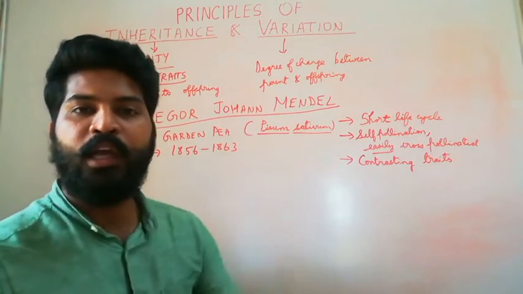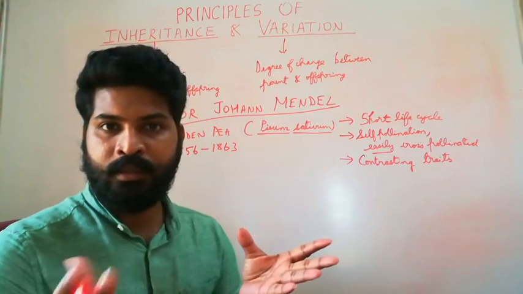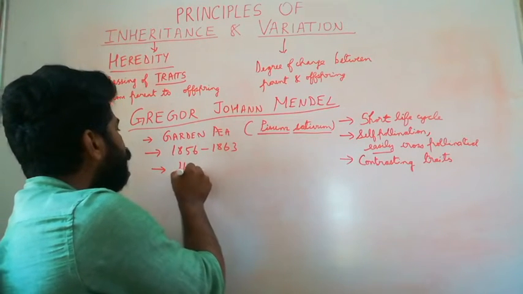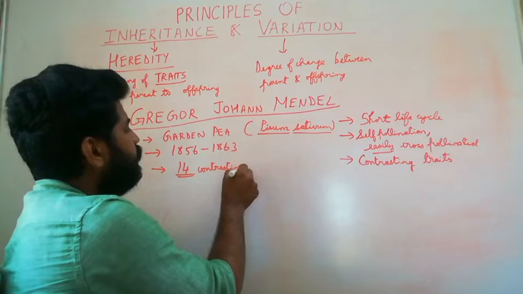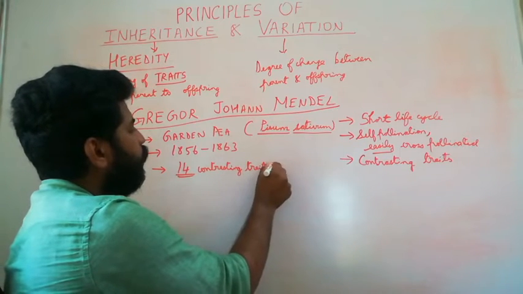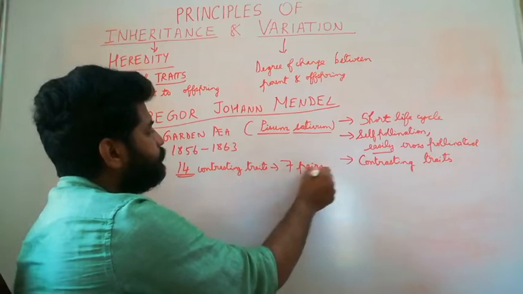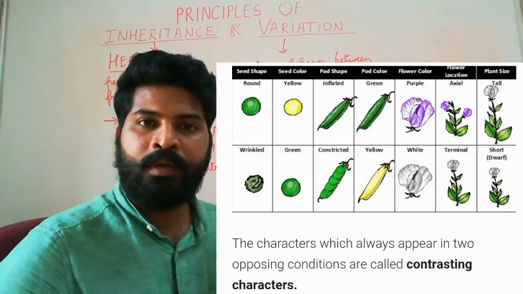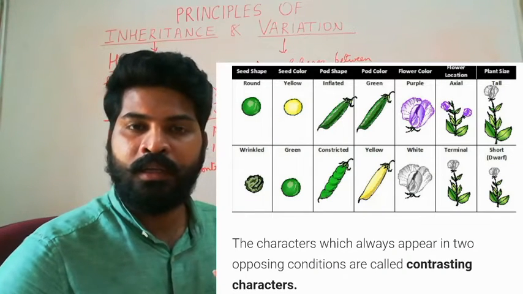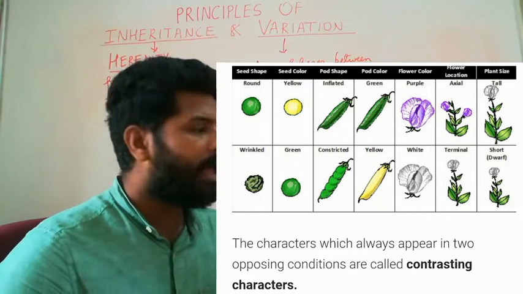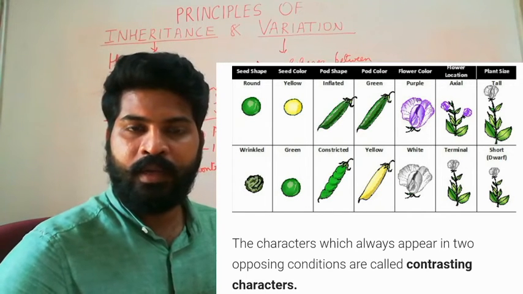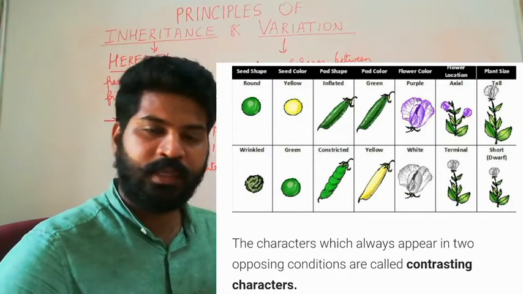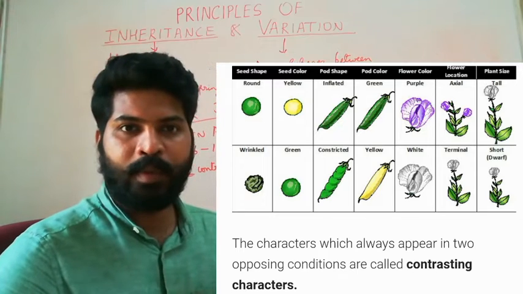Contrasting trait meaning features that are opposite to each other. So Gregor Johann Mendel found such 14 contrasting traits, or 7 pairs. You can see in the diagram, trait, for example, height of the stem. Height of the stem has got two contrasting traits: whether the stem is tall or whether the stem is dwarf. So these are contrasting traits, opposite to each other.